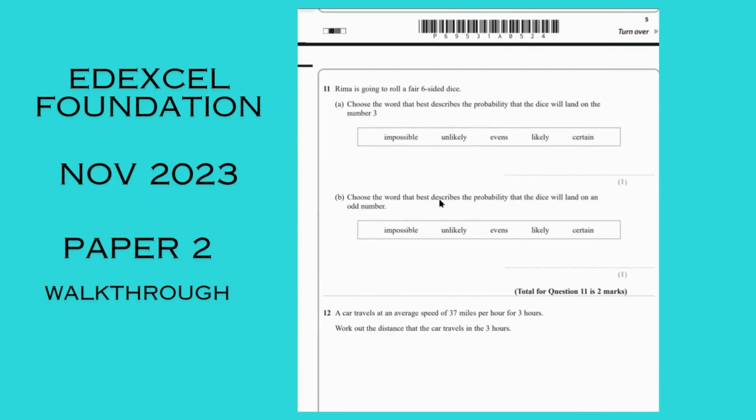And moving on. Question 11, a fair 6-sided dice. So chances of landing on a number 3. So it's obviously possible. It's not 0.5, 50-50, or that's not the greatest way of explaining it. It's a 1 in 6 chance, and a 1 in 6 chance we class as unlikely. It will land on an odd number, so 1, 3 and 5 being the odd numbers, 2, 4 and 6 being the even numbers. So this is your 3 out of 6 chance.